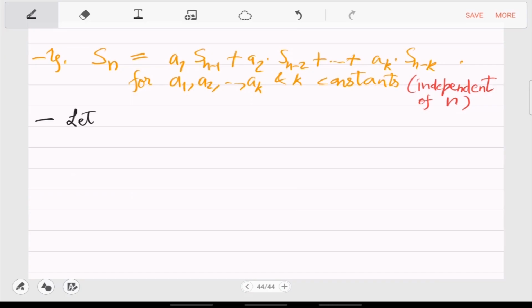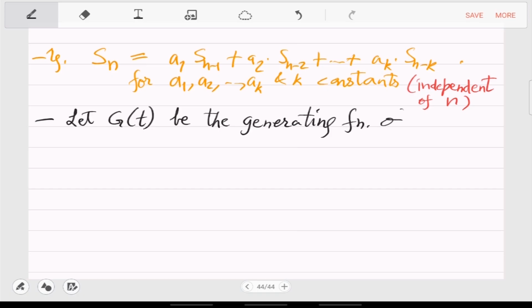So let g of t be the generating function of Sn, and you want to write now g of t as a rational function, and then after that you want to go back to Sn, right? So from Sn you go to the generating function, and from that you go back, right? That is the general strategy in this chapter.